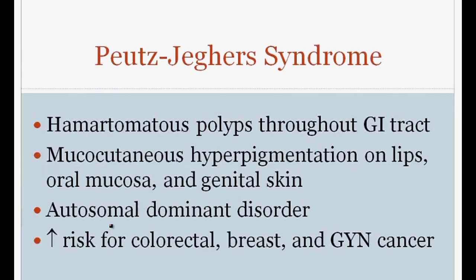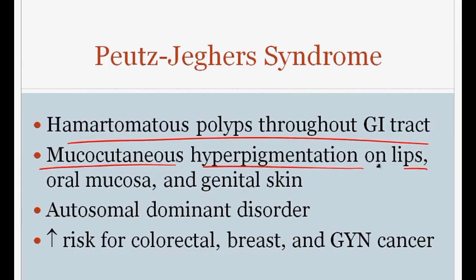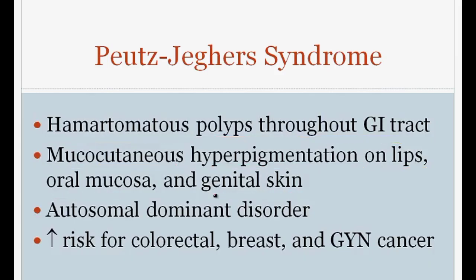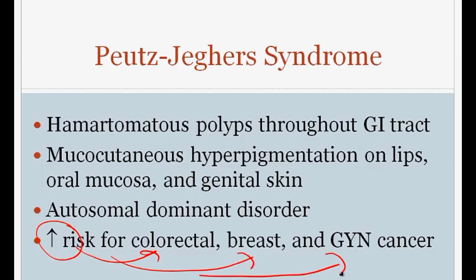Peutz-Jeghers syndrome is where you get hamartomatous polyps throughout the GI tract, but it's also associated with mucocutaneous hyperpigmentation on the lips, the oral mucosa, and the genital skin. This is an autosomal dominant disorder. There's an increased risk in these patients for colorectal, breast, and gynecologic malignancies. And so that's Peutz-Jeghers syndrome.